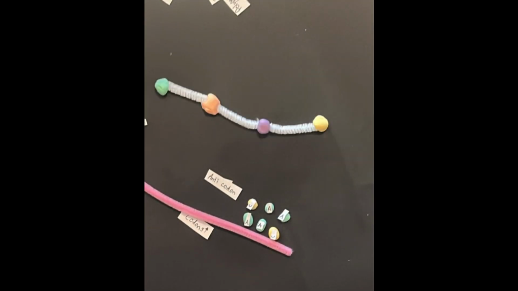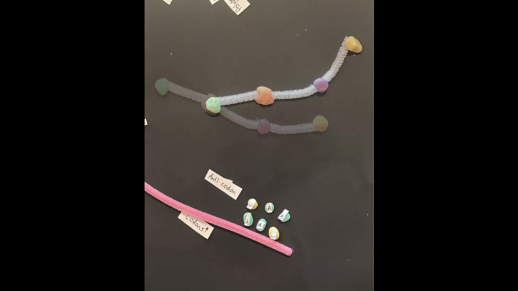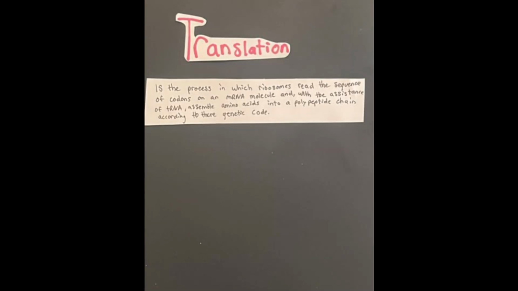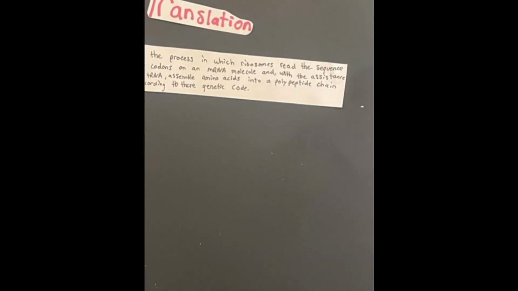Overall, the process of translation occurs in the ribosomes. It uses mRNA codons as a template for coding for a sequence of amino acids in a polypeptide chain. tRNA anticodons carry the appropriate amino acid into place. Initiation, elongation, and termination are all stages within translation.